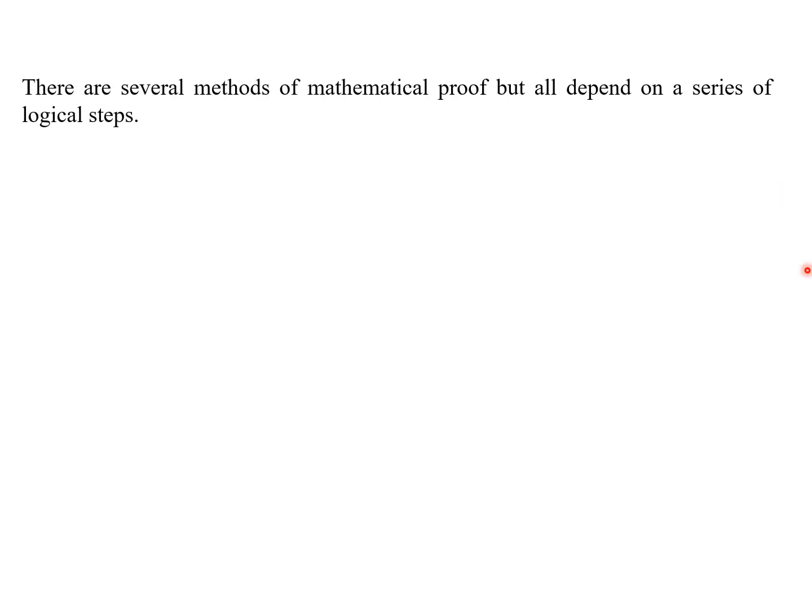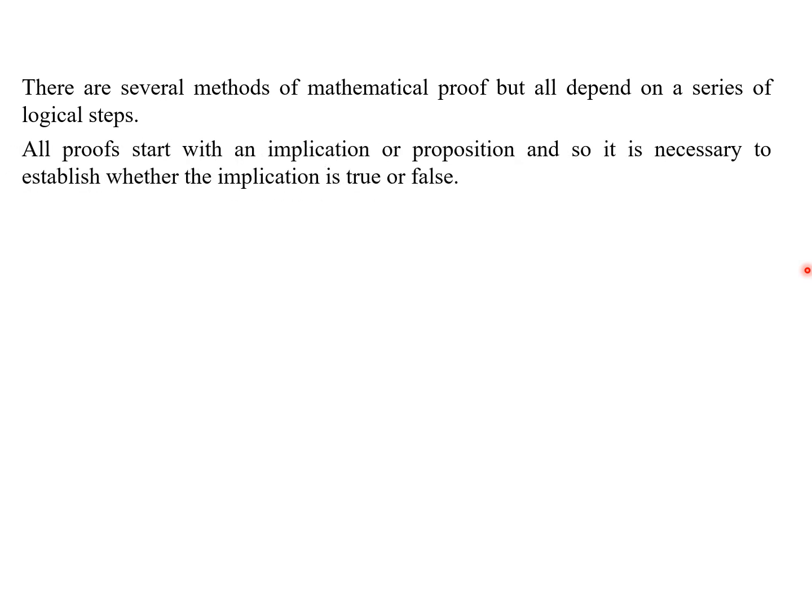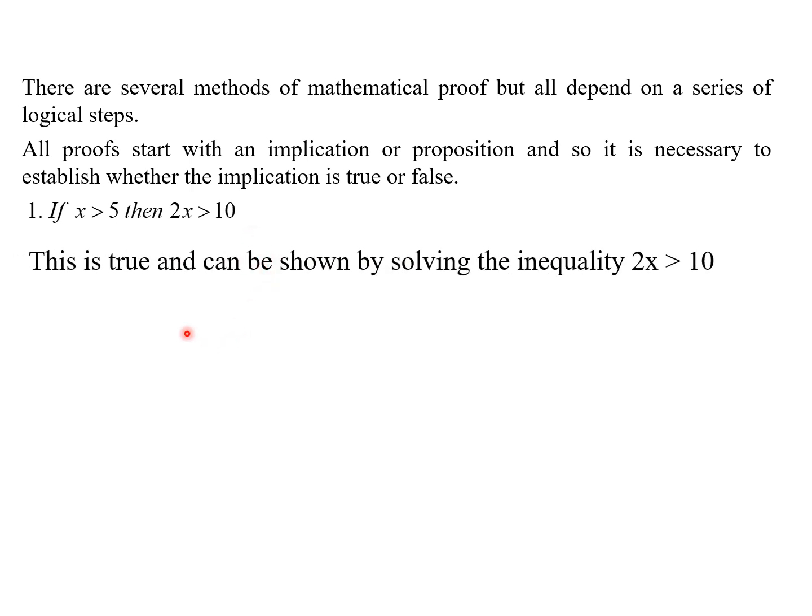There are several ways to do a mathematical proof, and it must be supported with logical steps and clear explanation. Every proof must have an implication which represents a true or false outcome. For example, if x is larger than 5, then 2x is larger than 10. Obviously this statement is true because if x is, for example, 6, then 2x will be 12. So obviously 12 is larger than 10.